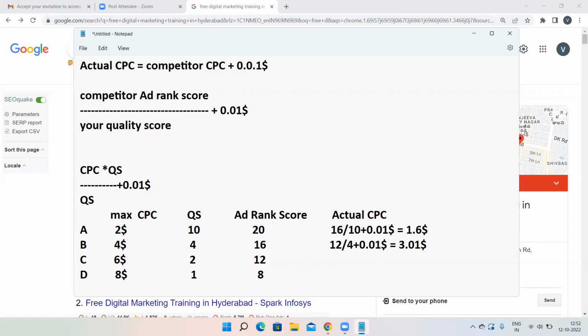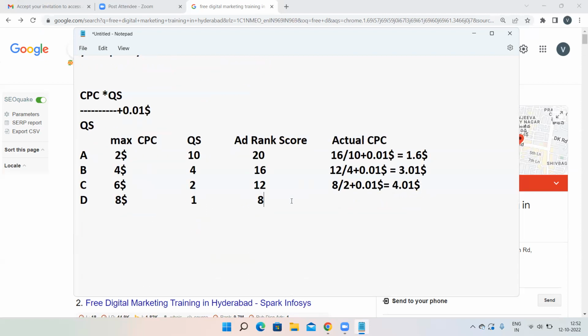Then Lakshmi, who is the competitor for you? Grace is the competitor. What is Grace's ad rank score? It is 8, divided by your quality score 2, plus $0.01, equals how much? $4.01.